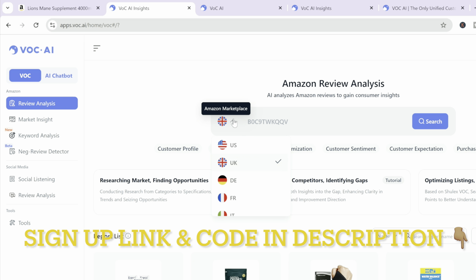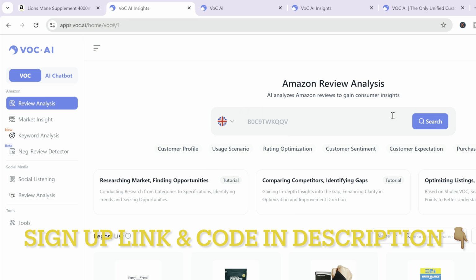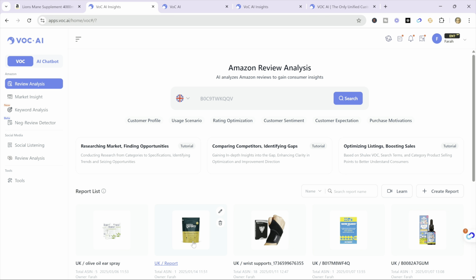Make sure you select the right marketplace. We have selected the UK marketplace, and then you just click on search and it will create the report for you.